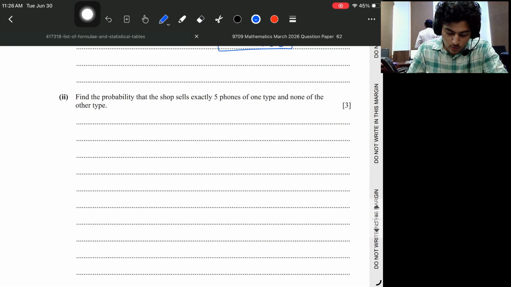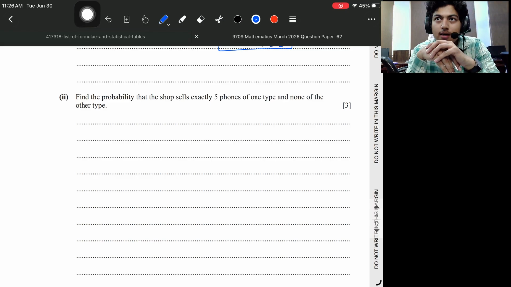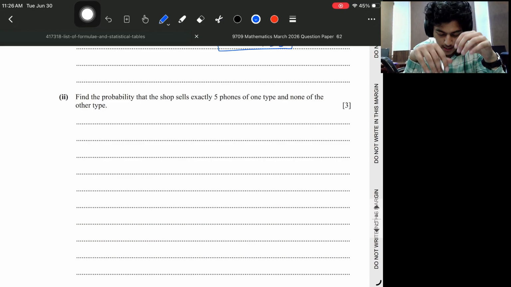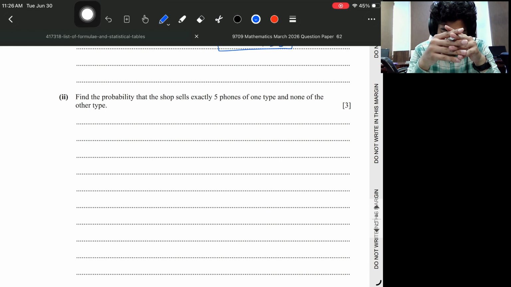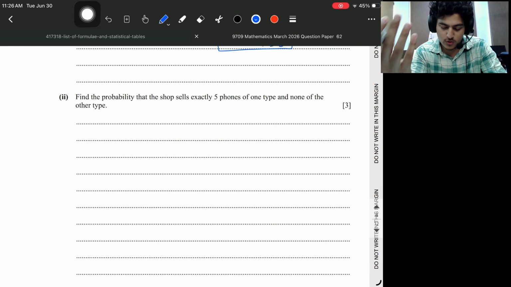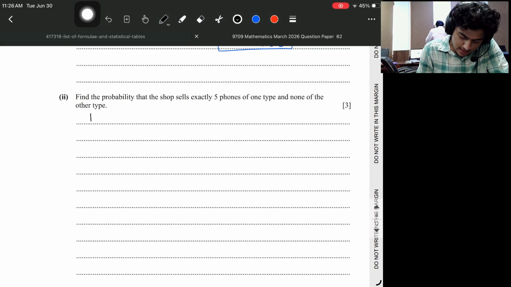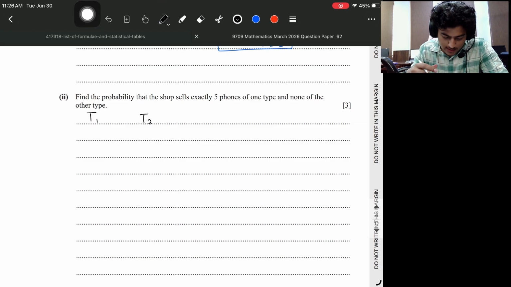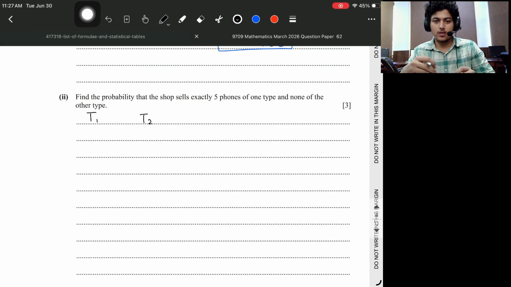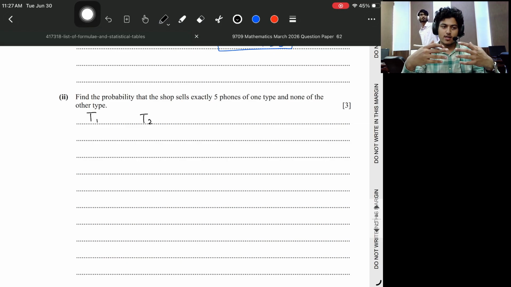Now, whenever you have a scenario like this, where you can make cases, I would suggest that you make cases over here. If we see here, we have two types of phones, type 1 and type 2, and they've asked to find the probability that the shop sells exactly 5 phones of one type and none of the other type, and they've not specified which type should sell 5 phones.